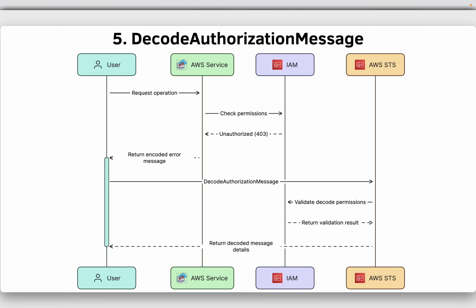Fifth one, decode authorization message. This decodes additional information about the authorization status of a request from an encoded message returned in a response to an AWS request. For example, if a user is not authorized to perform an operation that he or she has requested, the service returns a client unauthorized operation response, which is basically an HTTP 403 response.